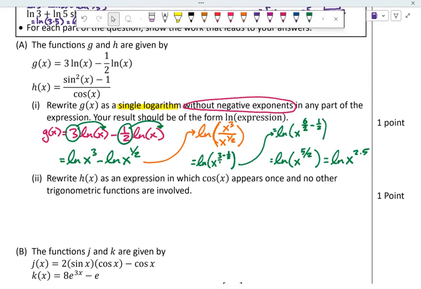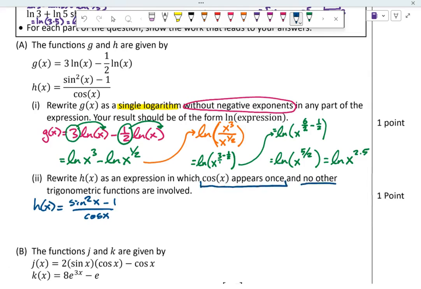All right, part II. Let's see. We have h of x. H of x equal to sine squared x minus 1 over cosine. They say rewrite h as an expression in which cosine appears once and no other trig functions are involved. So our answer needs to be just cosine, or maybe cosine squared, okay, but just appearing once. So this is our identities. We're going to need to know those. Which identity might we want to use here?